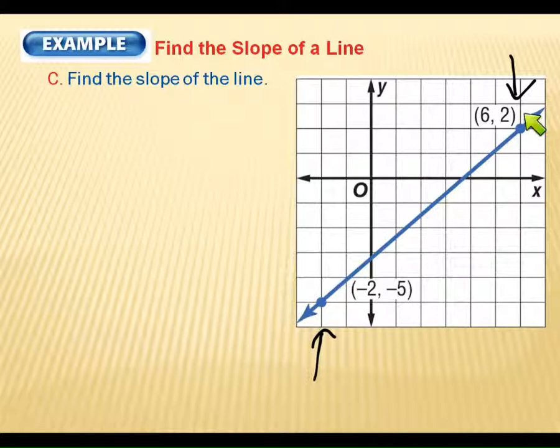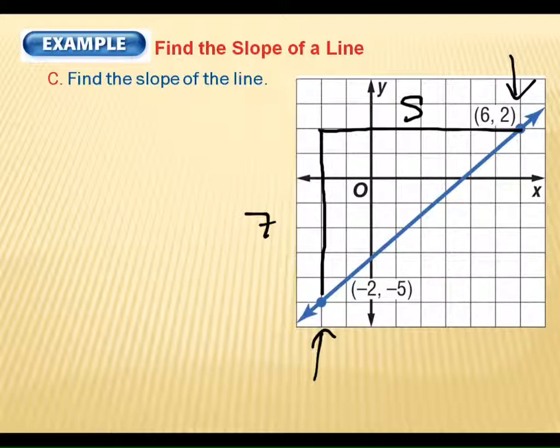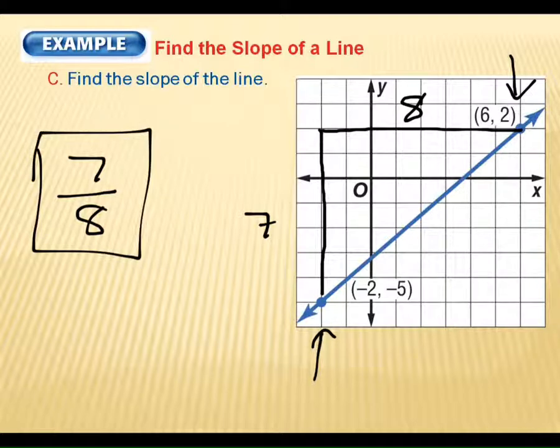Okay. But if I pick these 2 points, I go up 1, 2, 3, 4, 5, 6, 7. That's positive. I go to the right 1, 2, 3, 4, 5, 6, 7, 8. So it's rise over run. I can't simplify that. That's my slope, 7 over 8. I could have done the same thing this way.